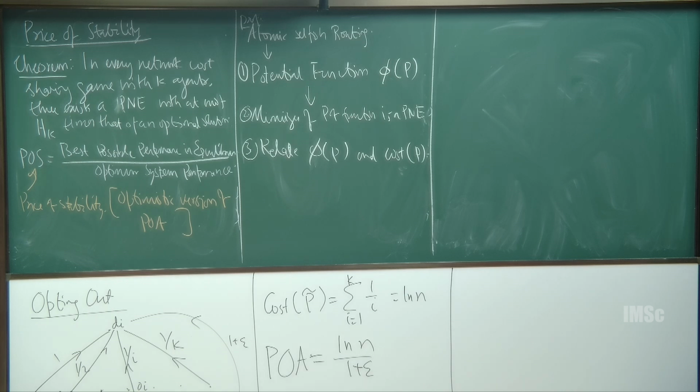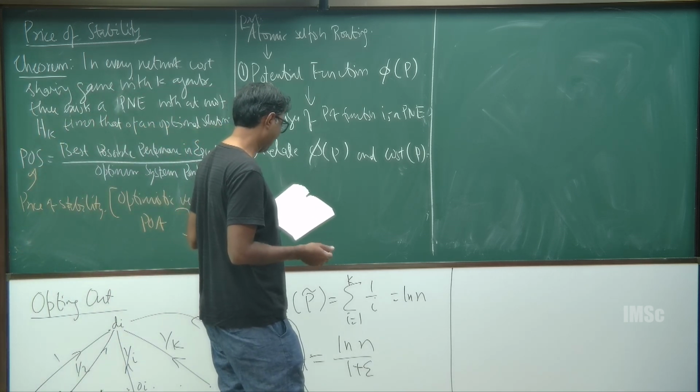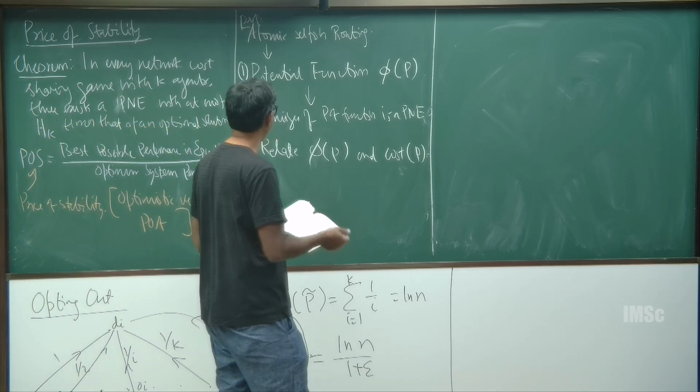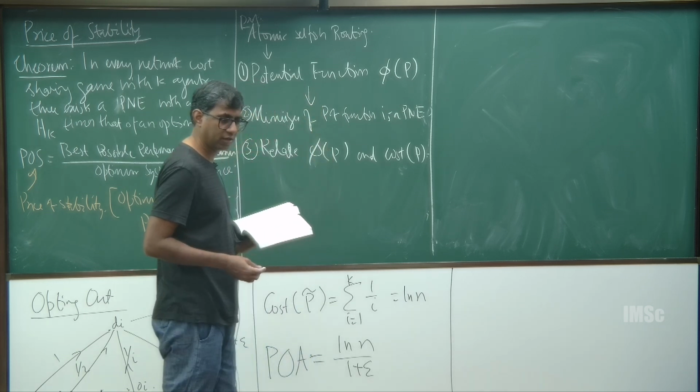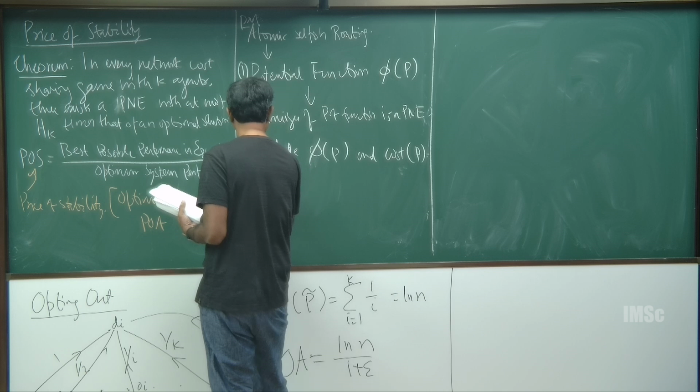Okay, guys. So, the potential they define, adapting the potential function from the proof for atomic selfish routing, they come up with this potential function. What is the potential function they come up with?